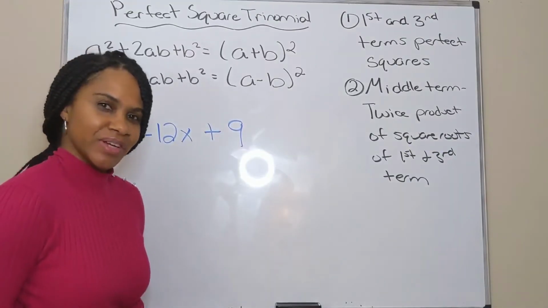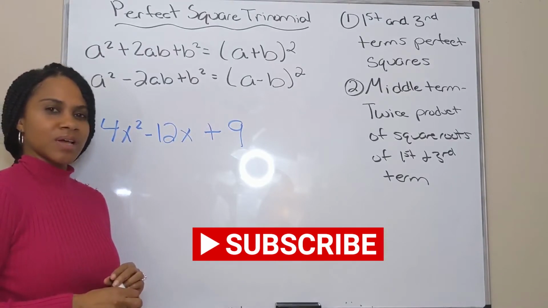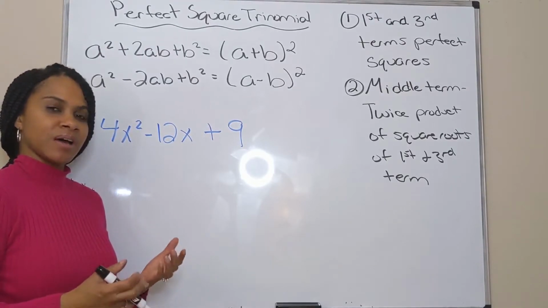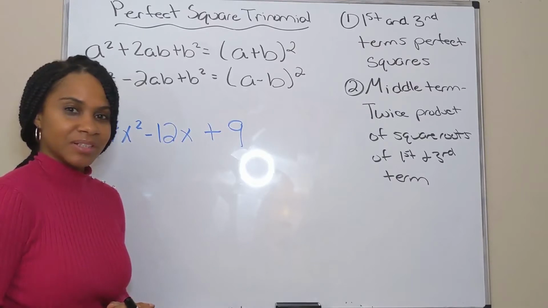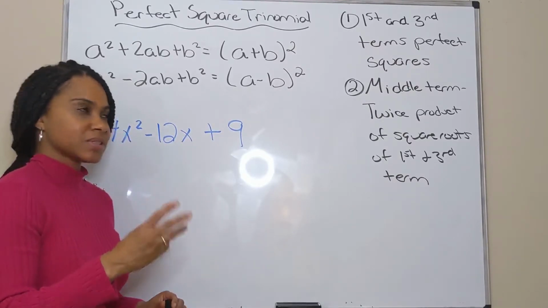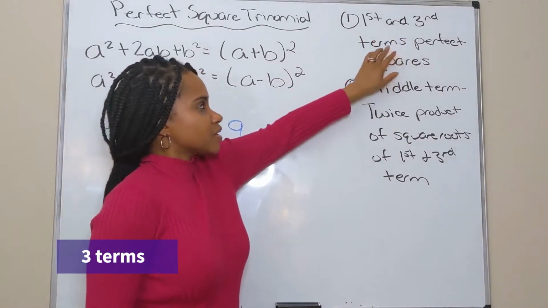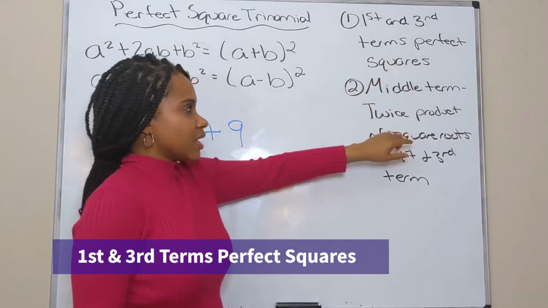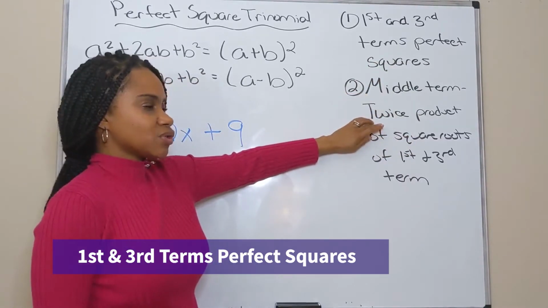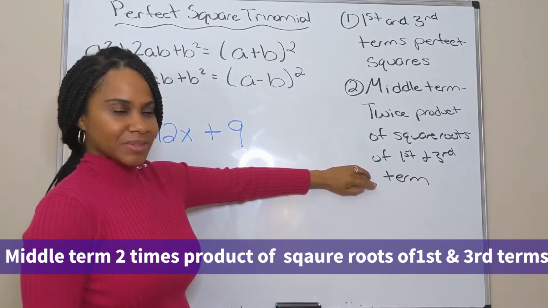Alright, so in this video we're going to learn how to factor perfect square trinomials. The expression has to meet certain conditions. Since it's a trinomial, of course it has to have three terms. The other two conditions are that the first and third terms have to be perfect squares, and the middle term has to be twice the product of the square roots of the first and third terms.